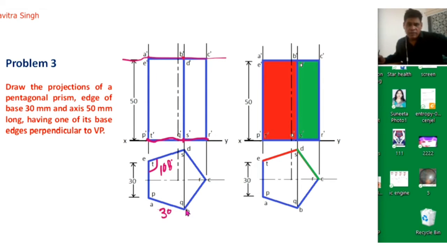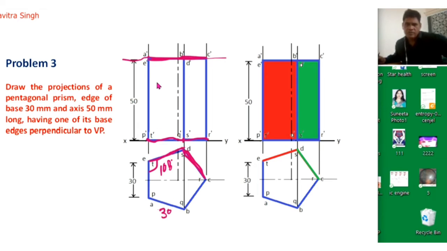Again, vertical projection from point B. So this will be actually point B dash. From C, this will be C dash. From D, this will be D dash. From point E, this will be E dash. So this is actually the front view of this top surface, and we can see this surface and this surface from the front.